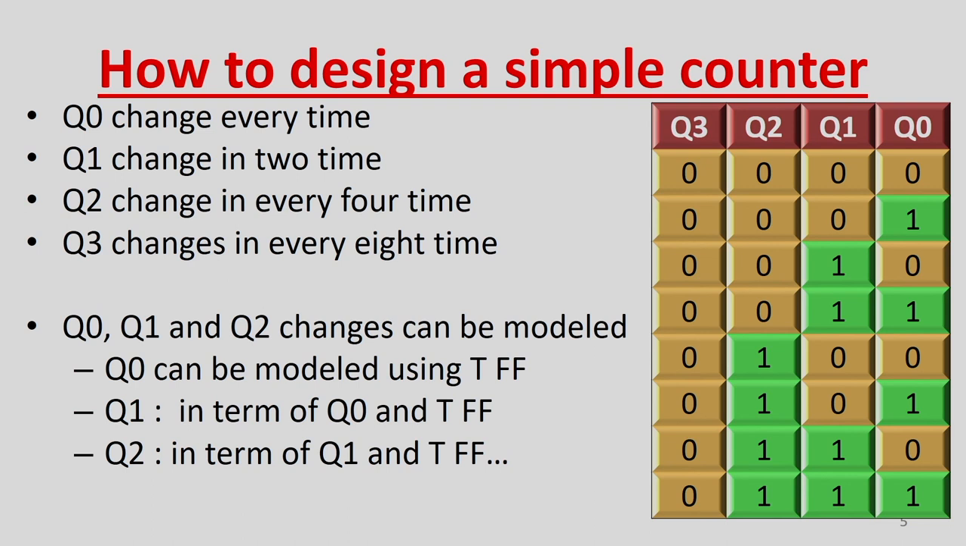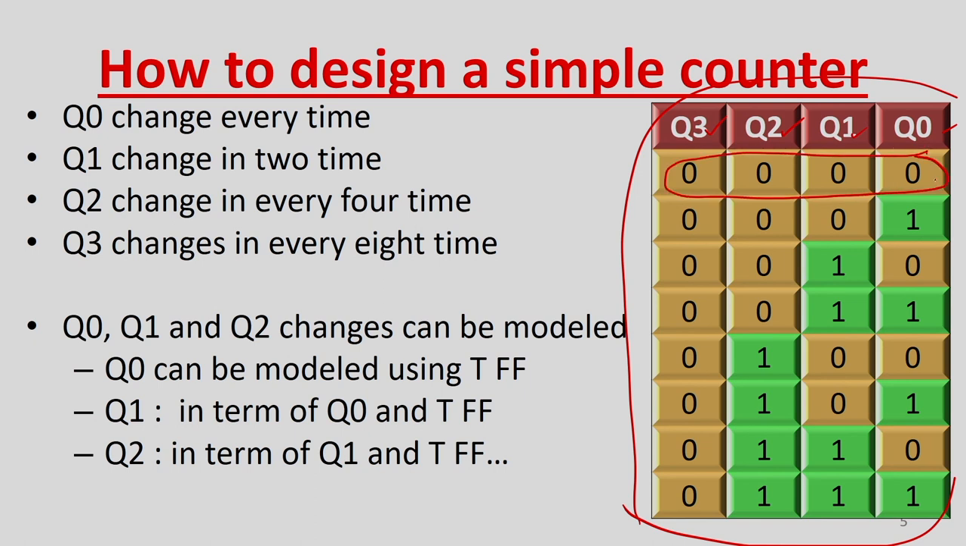So, how to design a simple counter? Given some flip-flops, how do we design a simple counter? What do we want? The table on the right side shows it. Suppose we have Q3, Q2, Q1 and Q0. If we count, initially it is 0000, and with each next clock it should go 1, 2, 3, 4, 5, 6, 7. The output should go in this sequence.